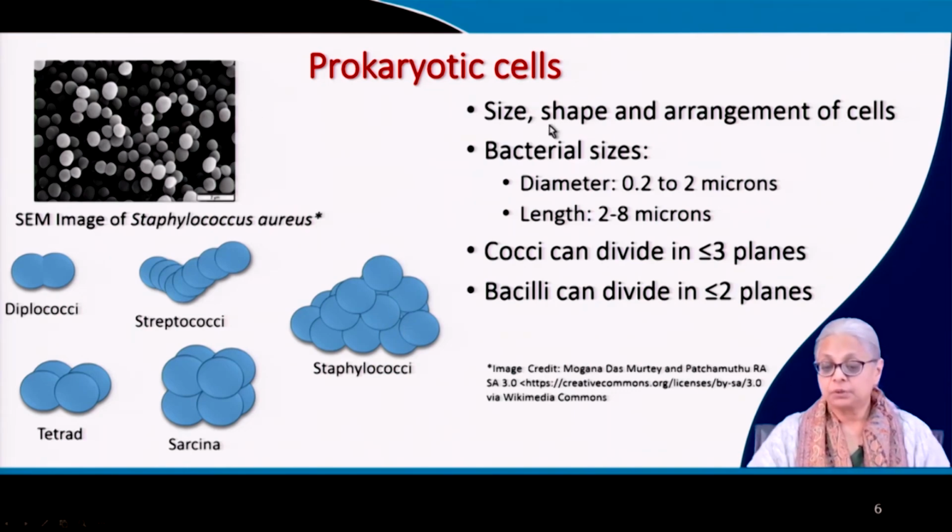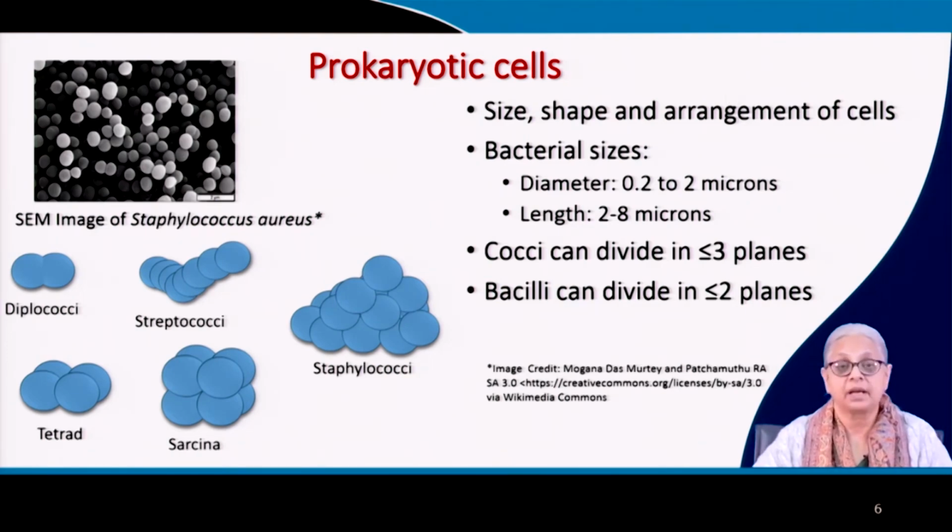So let us start with the size, shape and arrangement of cells. I think most of you have studied in high school that bacteria are single cells capable of living on their own, and they reproduce by binary fission. So that single parent cell becomes two daughter cells, and those two daughter cells are now the parent cells, and they become four daughter cells, and so on. And that's how the bacteria continue to reproduce.